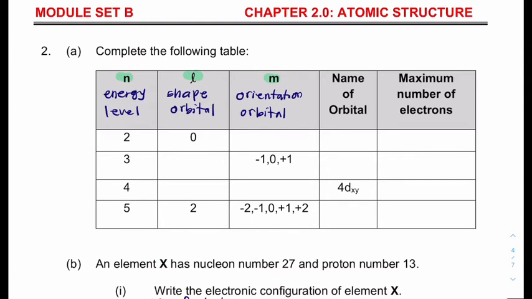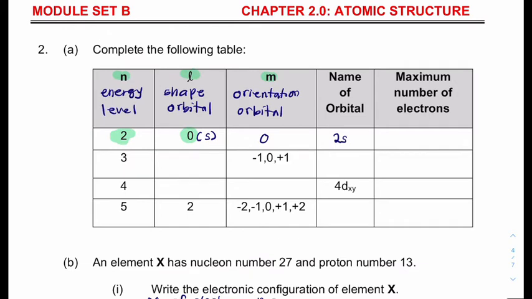Okay, so for N equal to 2, and dia bagi kamu L equal to 0. Okay, so L equal to 0 actually adalah sphere, and kalau L equal to 0, jadi M will be 0. Okay, and name of orbital will be 2s, and maximum number of electron will be 2 electrons. Okay, sebab apa? You ada di sini 2s, so you cuma ada maksimum 2.